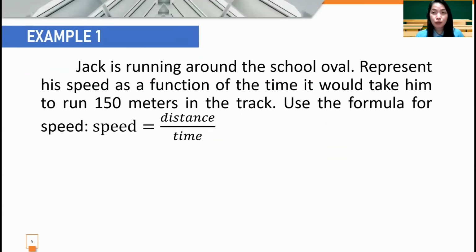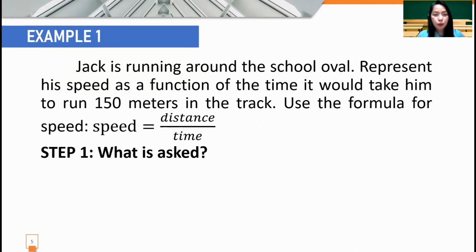Let's have example number 1. Jack is running around the school oval. Represent his speed as a function of the time it would take him to run 150 meters in the track. Use the formula for speed. Ang given na formula dito ay speed equals distance over time. Ito yung pwedeng gamitin mong formula to represent Jack's speed as a function of the time. Take note, we have here the given 150 meters, which is the distance na kailangan takbuhin ni Jack.